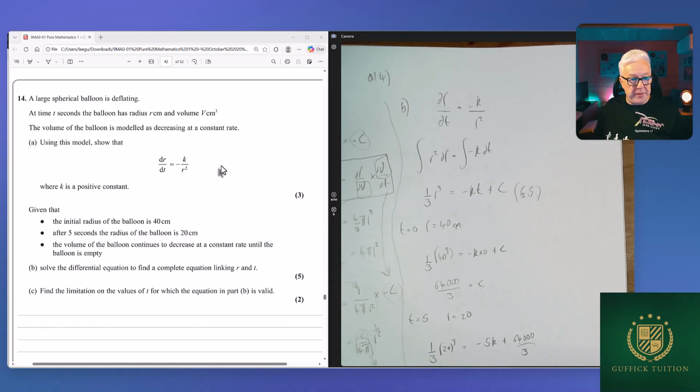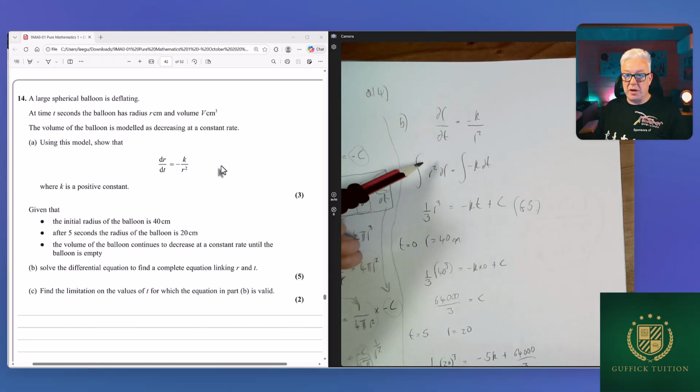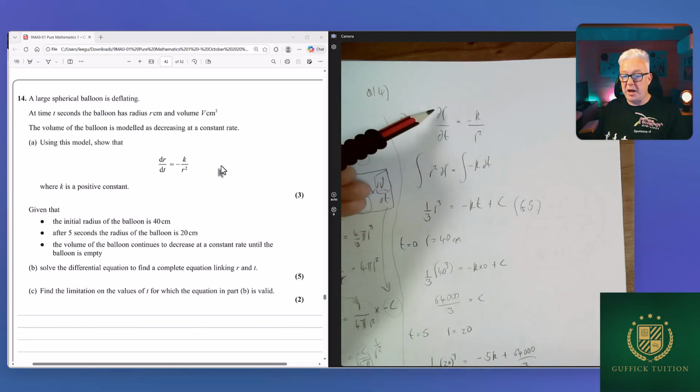Part B then. Given that the initial radius of the balloon was 40 and that after 5 seconds the radius of the balloon is 20, and that the volume of the balloon continues to decrease at a constant rate until the balloon is empty, solve the differential equation to find a complete equation linking r and t. So this is what we've got. So we need to start off by separating the variables, okay? So we're going to times by dt and times by r squared.